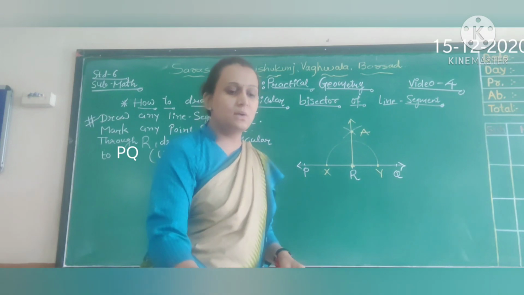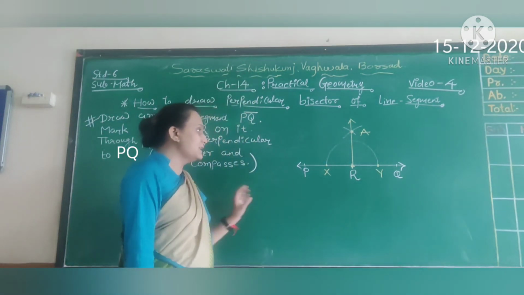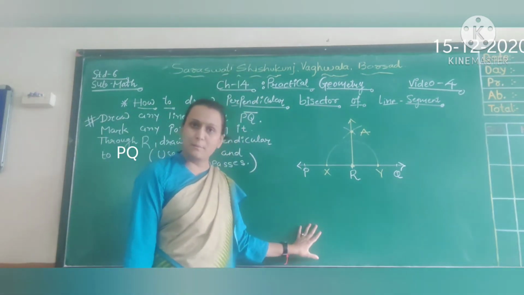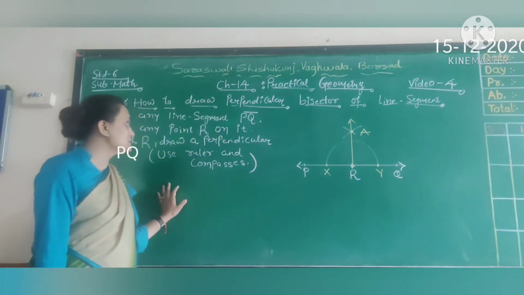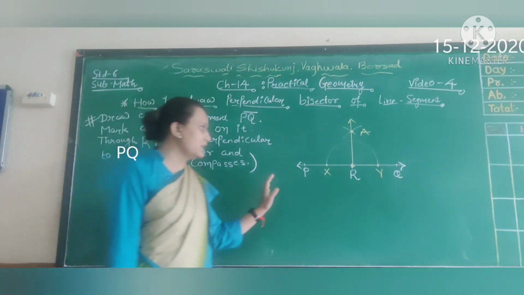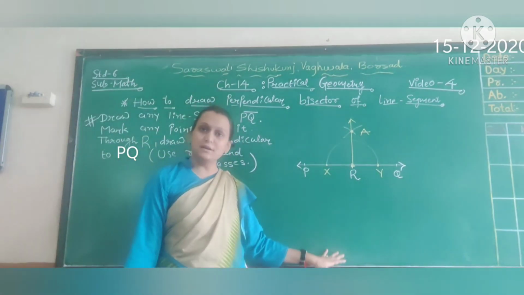Okay. So this way you can draw the perpendicular bisector of any line segment. So these 2 questions are of perpendicular bisector. We have used here a compass and a scale.